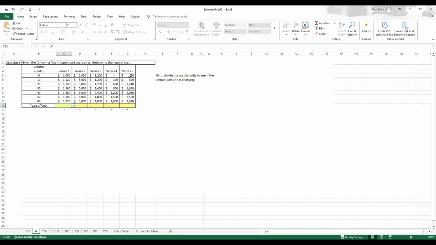And the first thing we want to do when we're analyzing this, I think the easiest one here is to see this one really gives us the indication of being fixed, right? No matter how much we produce here, the costs stay the same. And that's kind of the definition of fixed. So we'll throw fixed in there, pretty easy.